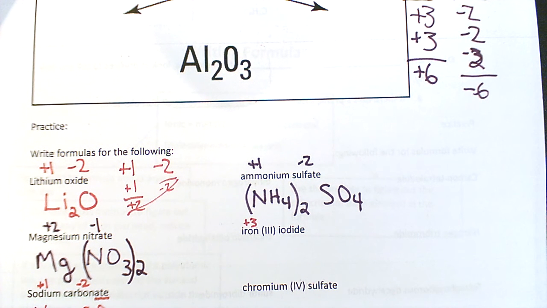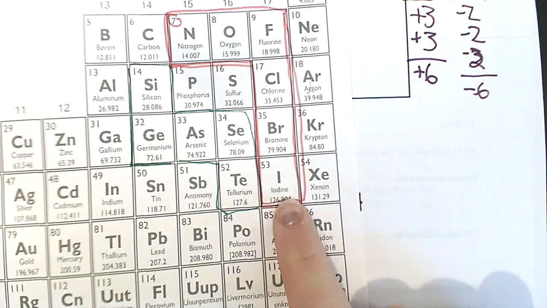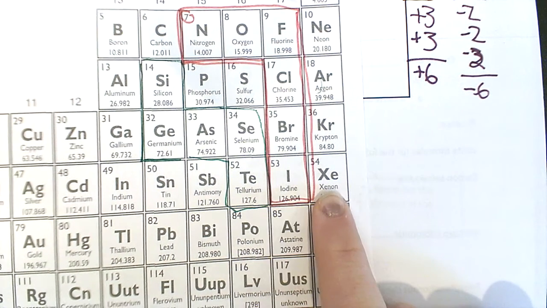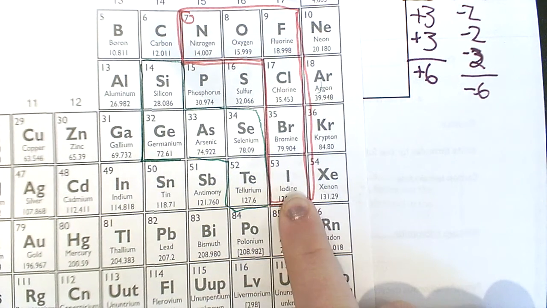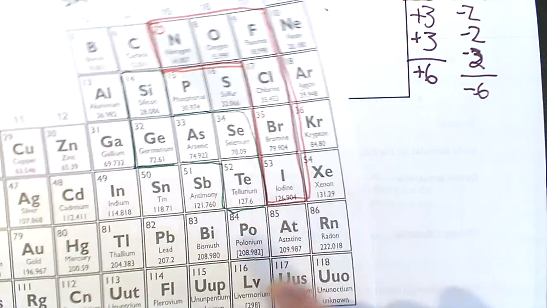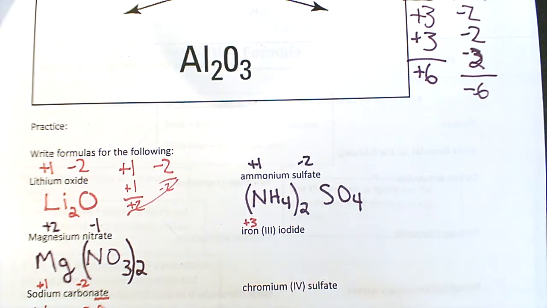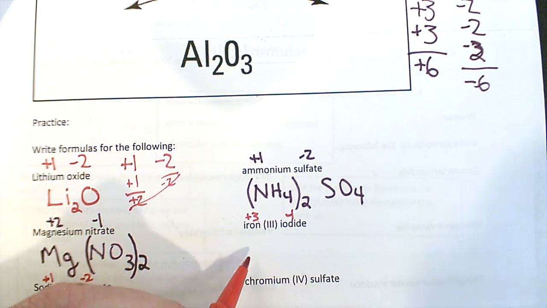Okay, so I grab my periodic table. I've got to figure out what would be the charge on iodine. Okay, it's right here. It's 1 away from being like a noble gas, so it's going to be -1. It's going to gain 1 electron to have the same number as xenon. Okay, so then we crisscross.